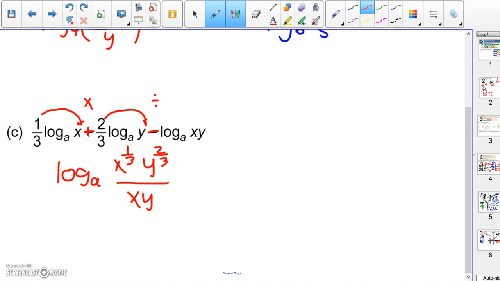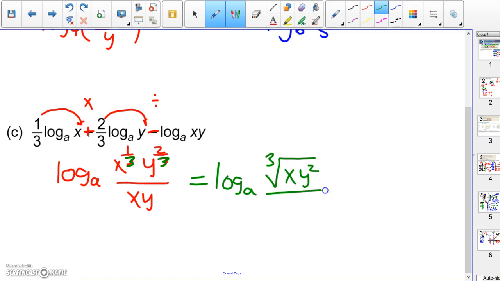All right, now that's good, but that's not quite good enough because you've got this third root, and usually we don't write fractional exponents. So we can think of a third root like this. Okay, so take that third root out of there and you just have xy squared all over the xy.